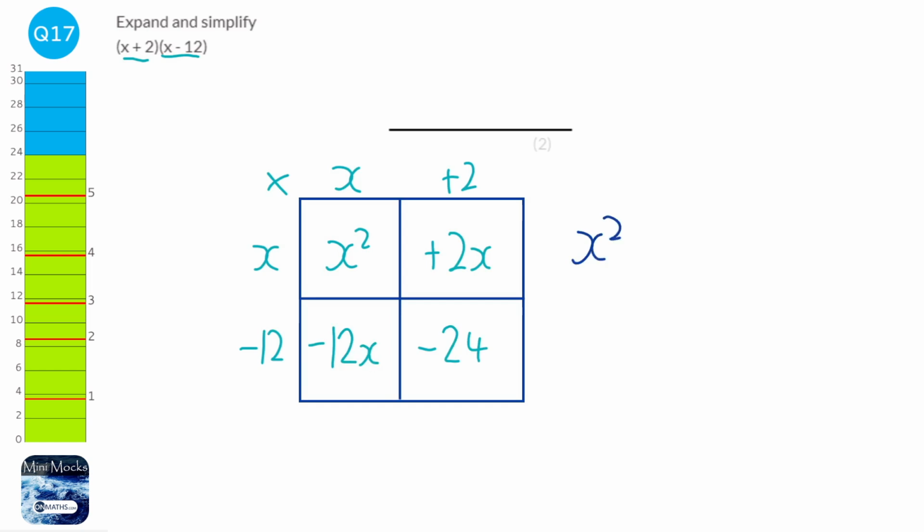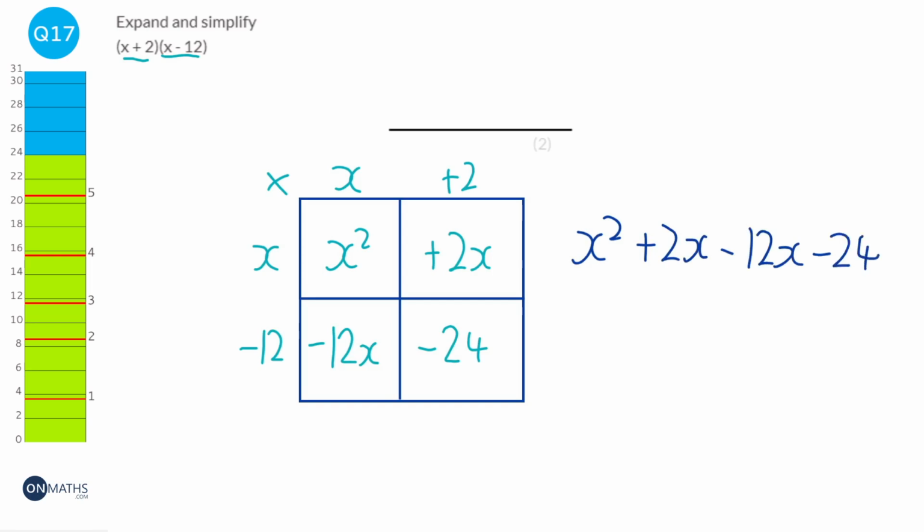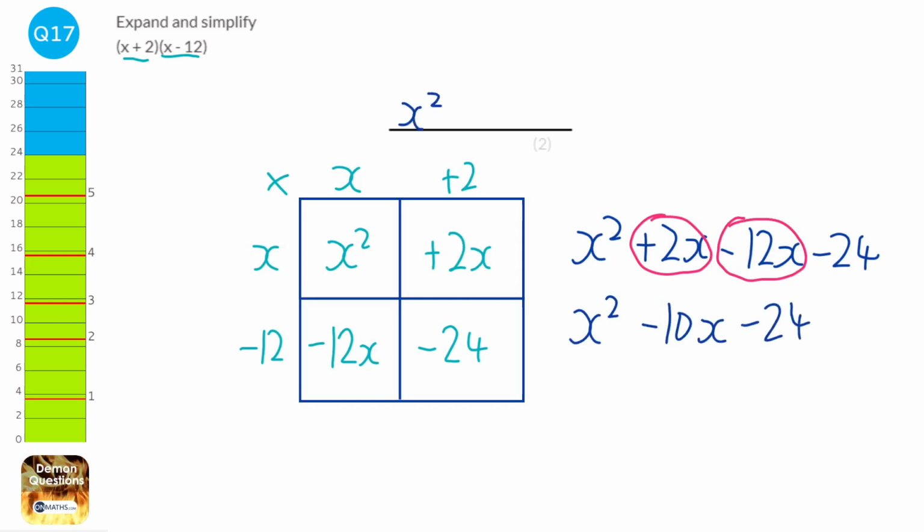Put the terms together, and we'll notice that we've got 2x terms there. Got the 2x and we've got the minus 12x, so we can collect like terms. And so here it will add together to make minus 10x. And that's our answer. So our answer is x squared minus 10x minus 24.